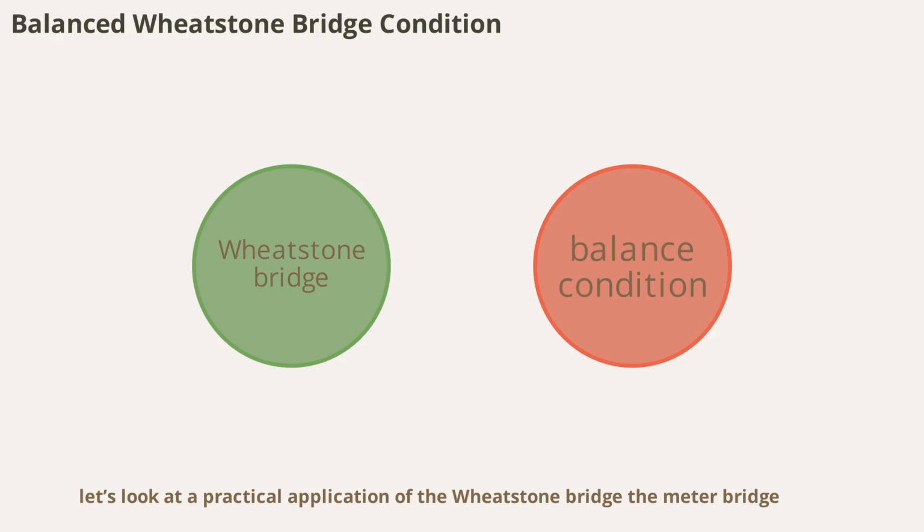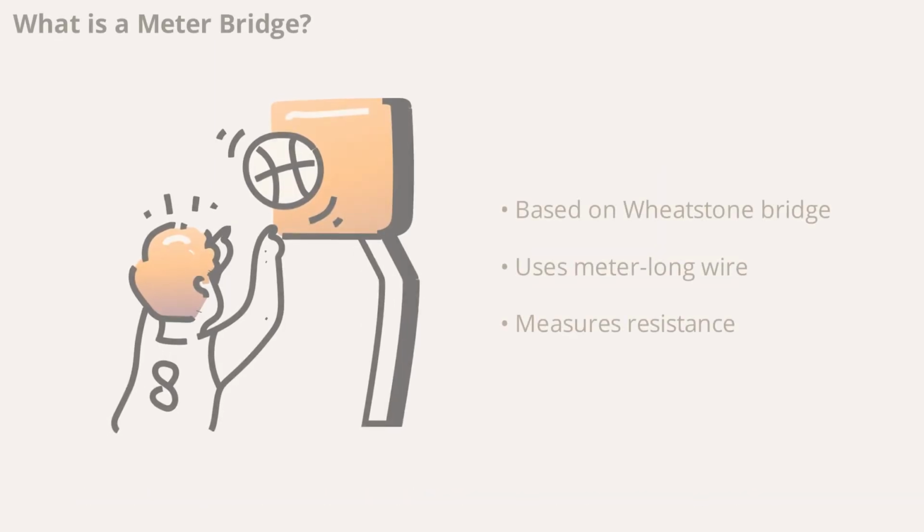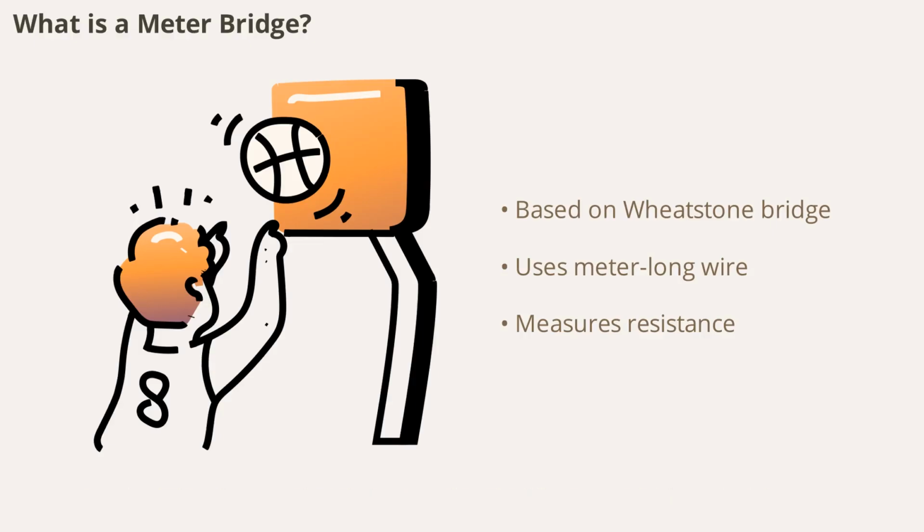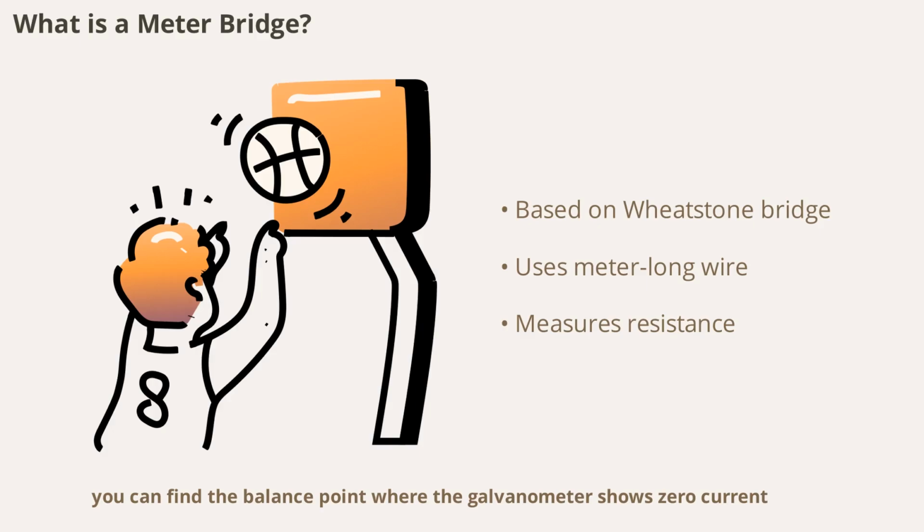Now, let's look at a practical application of the Wheatstone bridge, the meter bridge. The meter bridge is a practical device based on the Wheatstone bridge principle. It consists of a 1-meter-long wire stretched over a scale, with known and unknown resistors connected in the bridge arms. By sliding a jockey along the wire, you can find the balance point where the galvanometer shows 0 current. The meter bridge is commonly used in physics labs to measure unknown resistances with high accuracy.